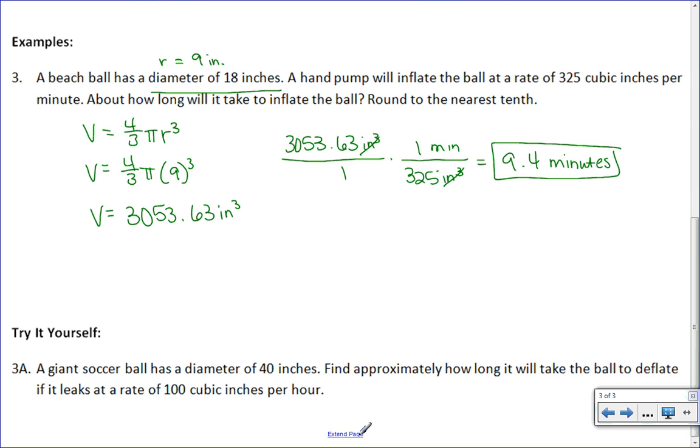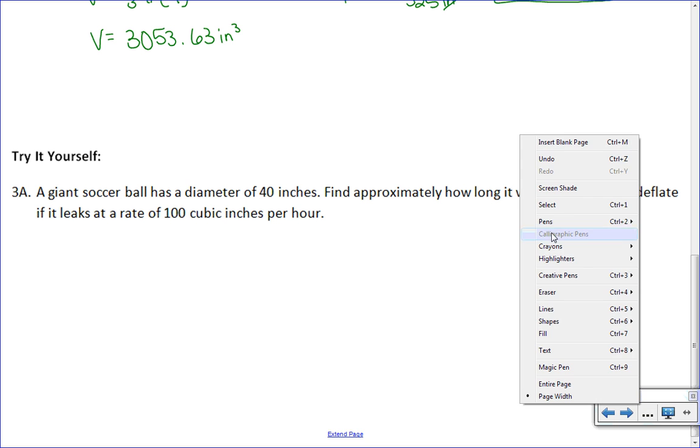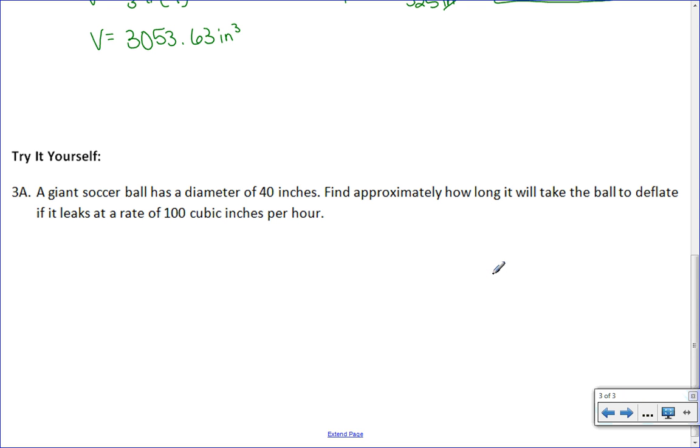Alright, the try it yourself problem is very similar, so go ahead and pause the video and work through that last problem, and when you're ready to check your answer, go ahead and press play to continue. Okay, for this one, how long will it take the ball to deflate if it leaks at a rate of 100 cubic inches per hour? Should have gotten approximately 335 hours.